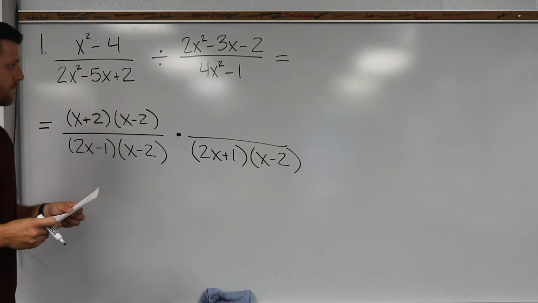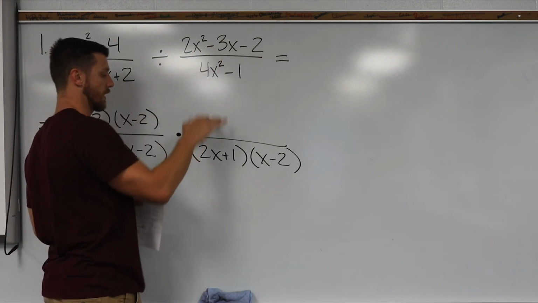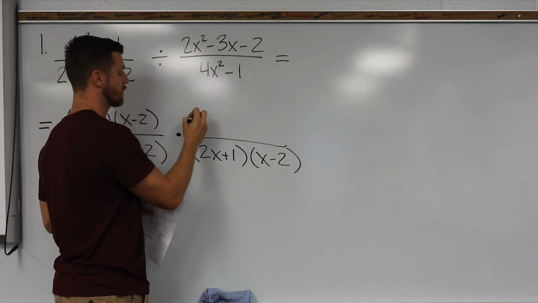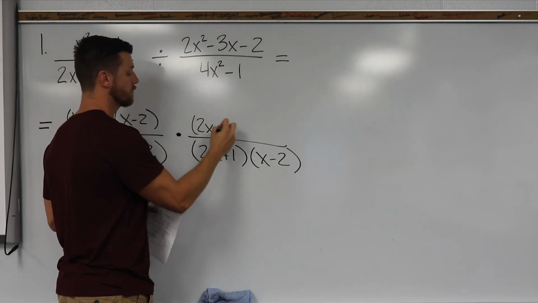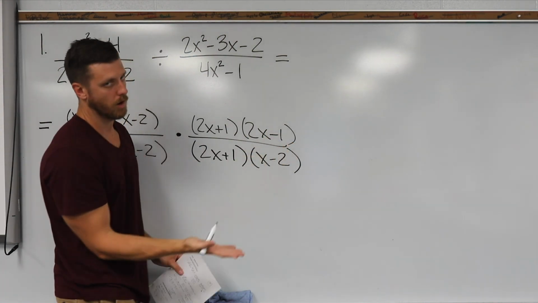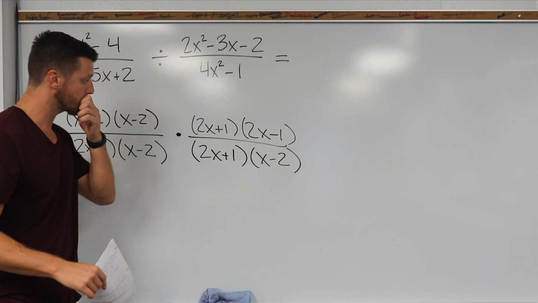Alright? And now the factor of this guy, you're going to bring it now to the top because he's on bottom. It's a reciprocal. This is the difference of squares. 2x plus 1 times 2x minus 1. That one didn't even require a box. Now let's look and see if we can cancel anything out.